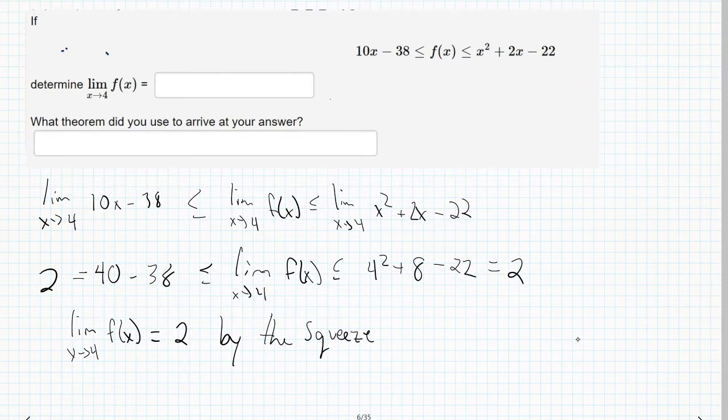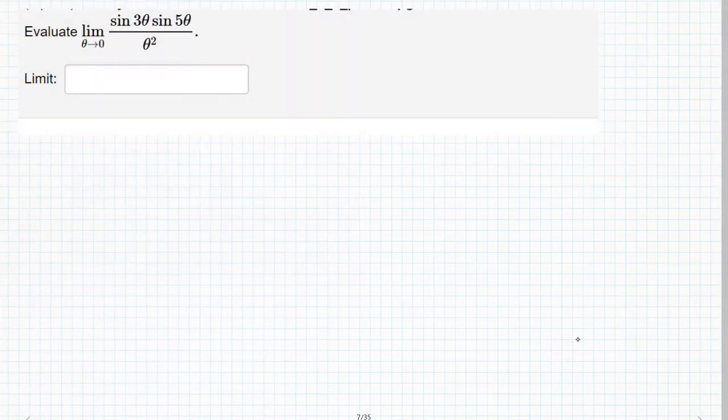So we need to state what we're using, and we're in pretty good shape there. Okay, so we got that limit down. Make sure you know that squeeze theorem quite well.